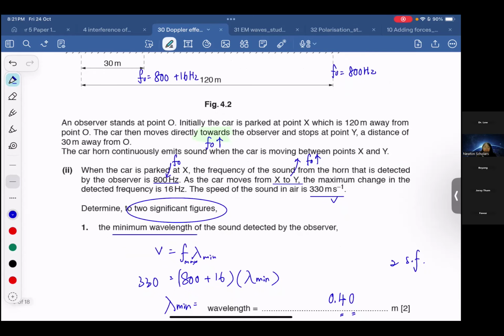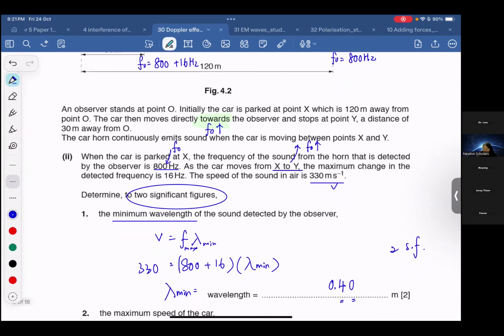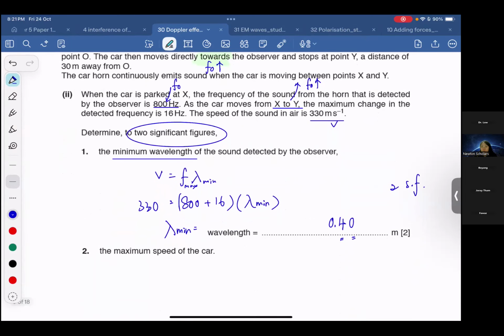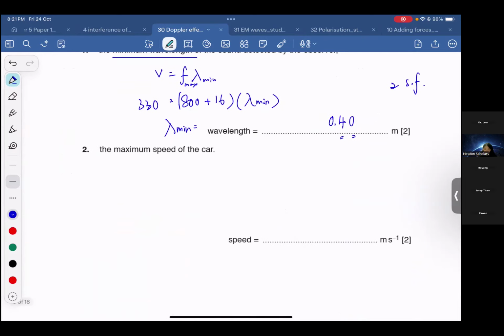Okay, here they're asking for the minimum wavelength. Minimum wavelength means you are at the highest frequency, so we add them together. At the end, you get 0.40. If they ask for the maximum, meaning it is moving away from you, then you minus it. Yes, correct.